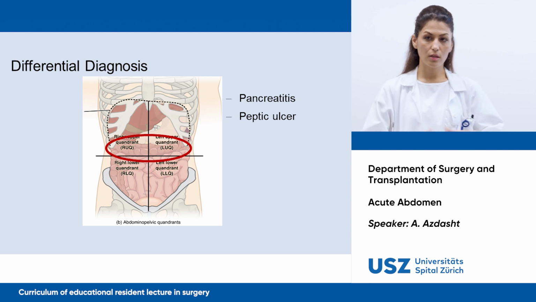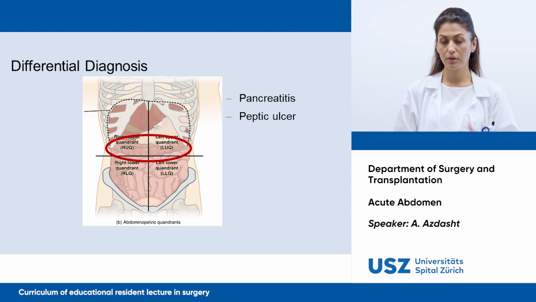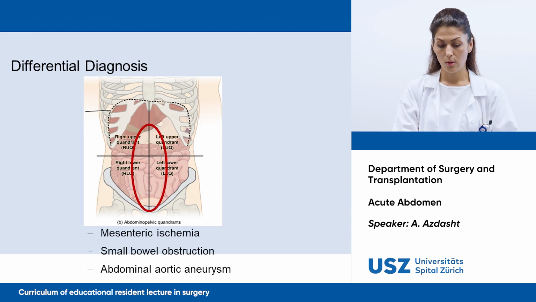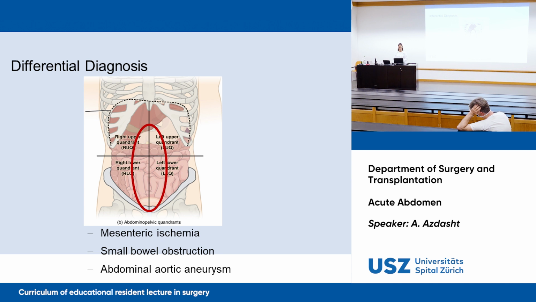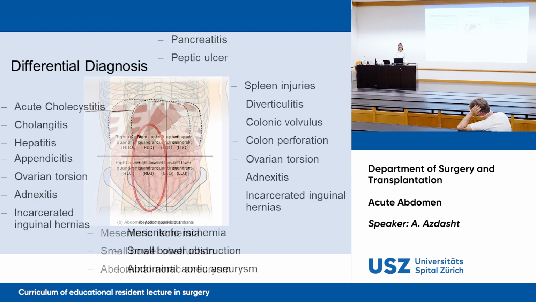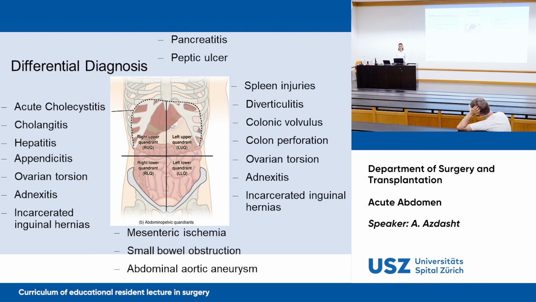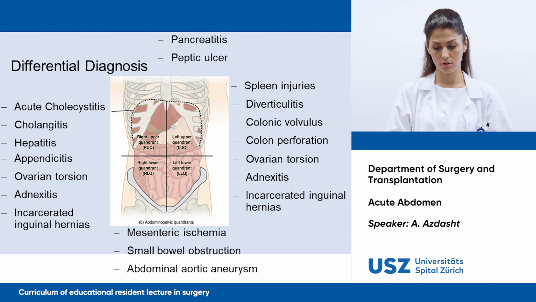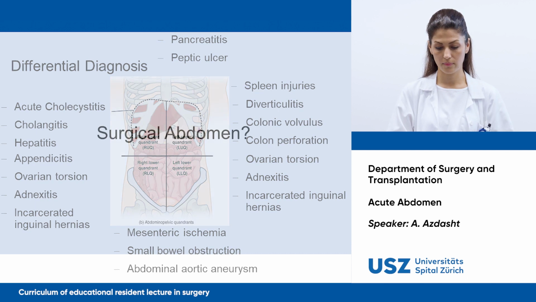If the pain is located on the upper abdomen in general, think of a pancreatitis or of peptic ulcers. Whereas the acute mesenteric ischemia, small bowel obstructions, or the aortic aneurysms usually present themselves with pain in the midline. So if you see this slide, you see that there are multiple causes that need to be considered, and this listing is not even complete. So there's even way more.